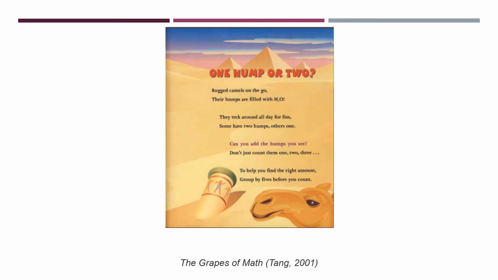Riddle number 5. 1 hump or 2. Rugged camels on the go, their humps are filled with H2O. They trek around all day for fun. Some have 2 humps, others 1. Can you add the humps you see? Don't just count them 1, 2, 3. To help you find the right amount, group by 5s before you count.